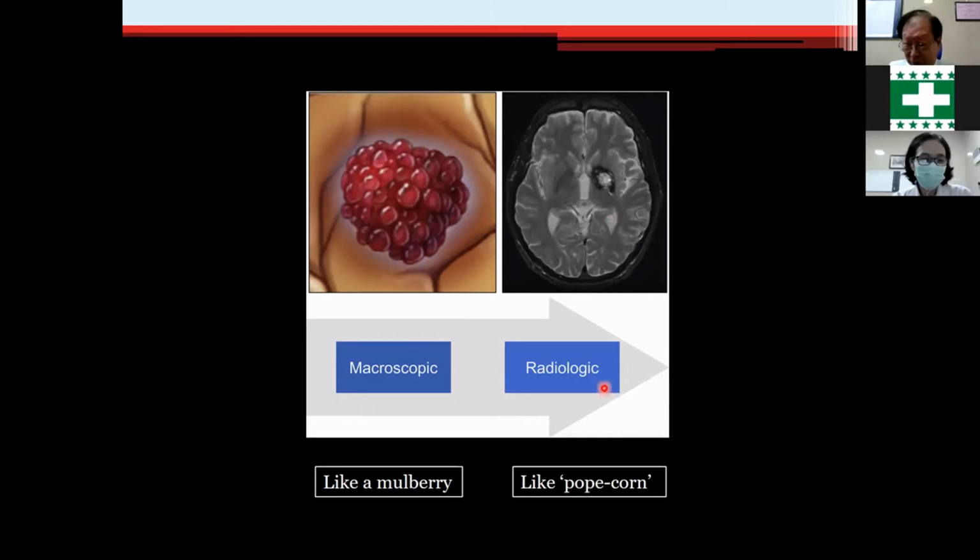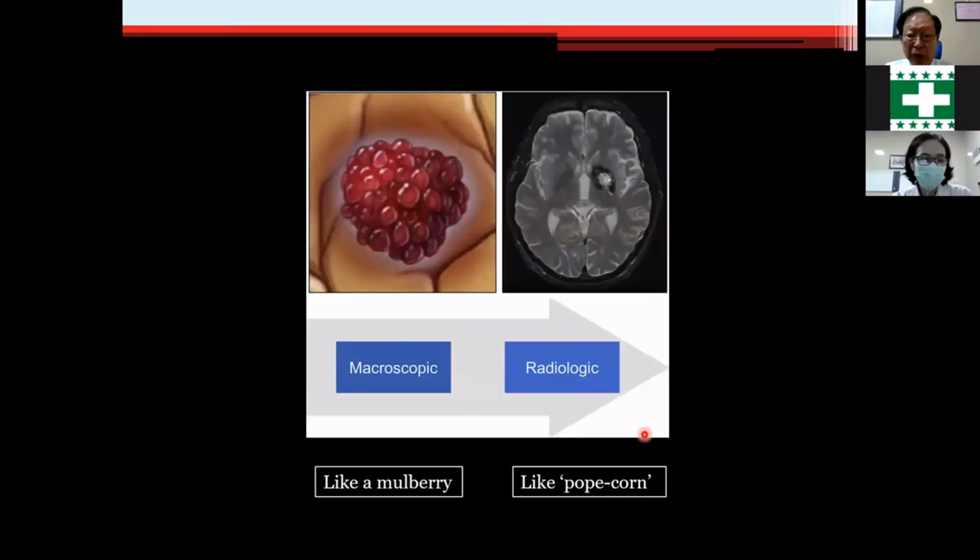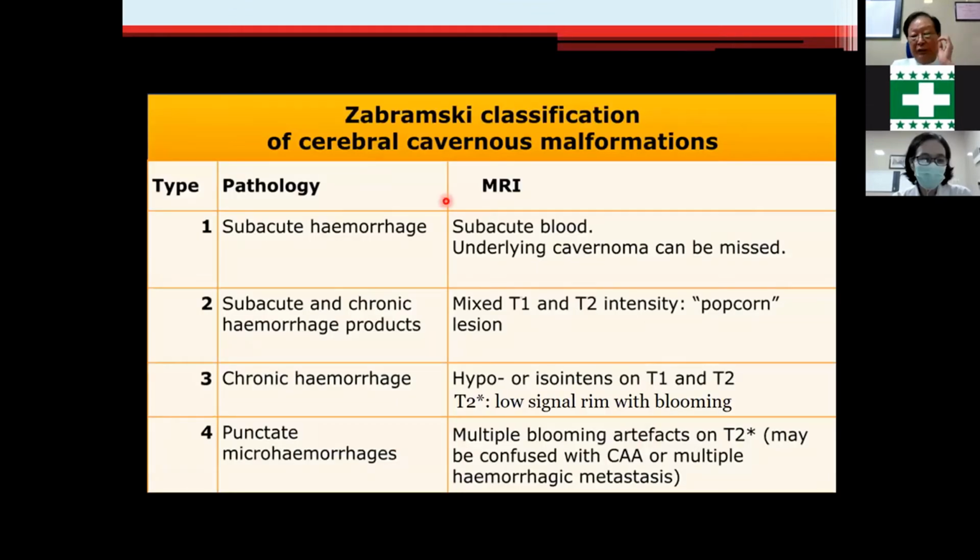Cavernoma may grow or fade, or it may stay the same for many, many years. Okay, now the Zabramski classification.